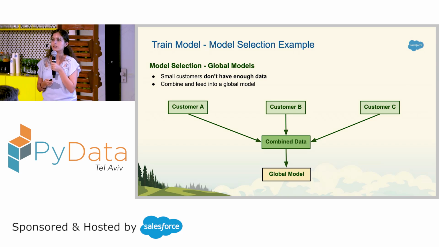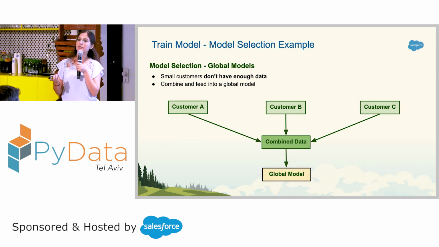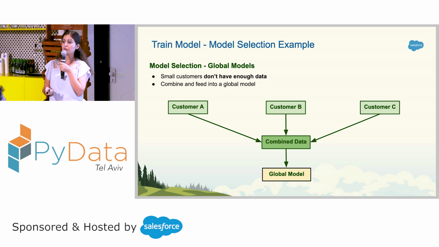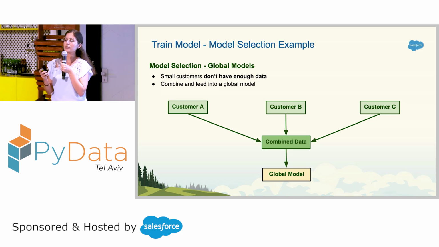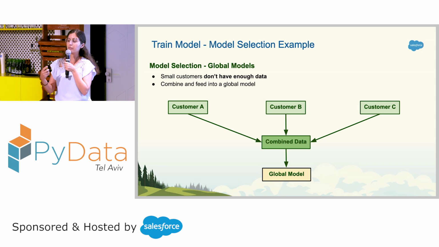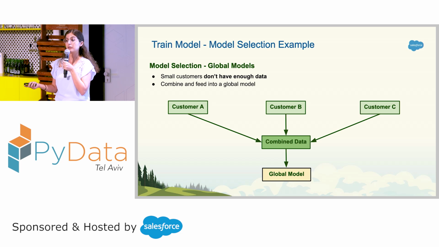What about small customers? Small customers, as I said earlier, don't have enough data for training good models. So we're currently thinking about using global models, combining data from multiple small customers and training a global model on the combined data, which can give good results for all these customers. If we trained a model separately, it might not result in good results for all of them.